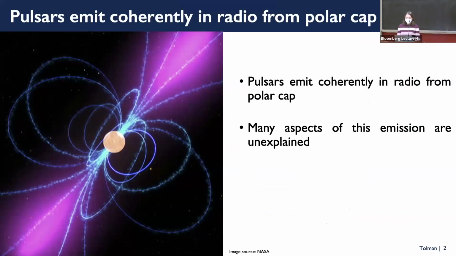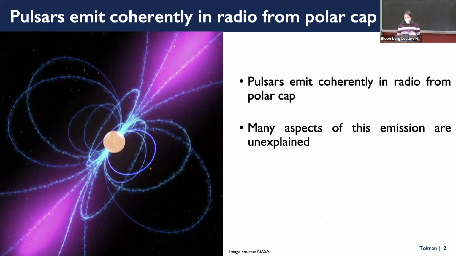So the motivation here is likely familiar to most people. Pulsars are observed to emit coherently in radio from the polar cap of the pulsar. On the left side of the slide, you see an artist's depiction of a pulsar. You can see the magnetosphere traced out by these light blue lines. And then at the poles of the magnetosphere, you have this light purple glow, which is indicative of the radio emission that we observe from pulsars.